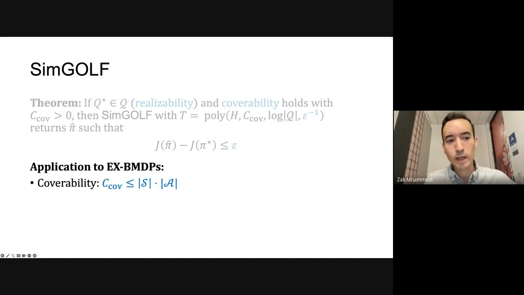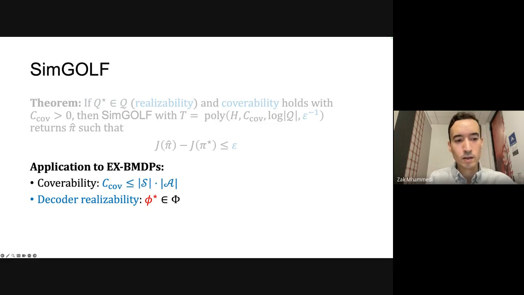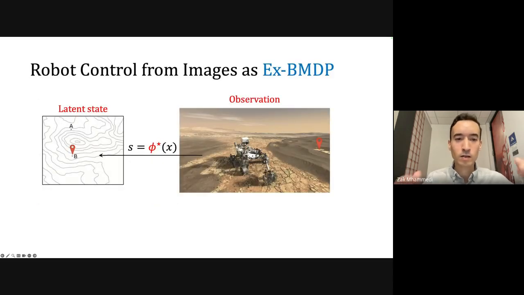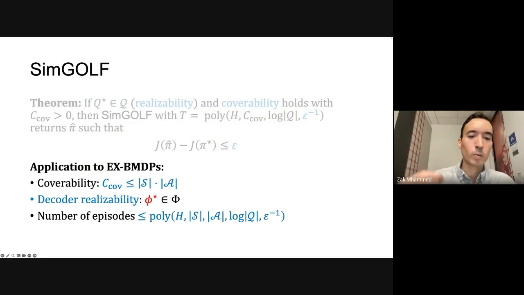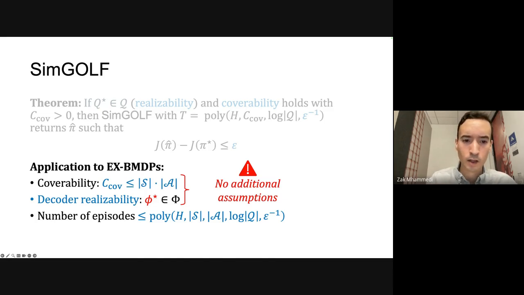So the coverability constant for exogenous block MDP is just bounded by the number of latent states times the number of actions. And so, as long as you have a function class phi that captures the true decoder phi star in this setting, where the true decoder phi star is a map that takes observations to their latent state, you don't need to know it, but as long as you have a function class that realizes it, then if you apply SimGolf, you can find an epsilon optimal policy with a polynomial number of episodes. And this does not require any additional assumptions like completeness.